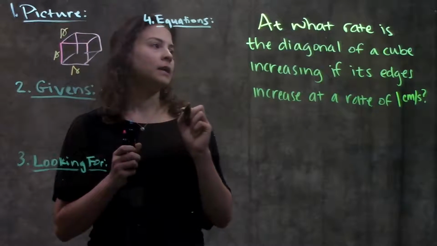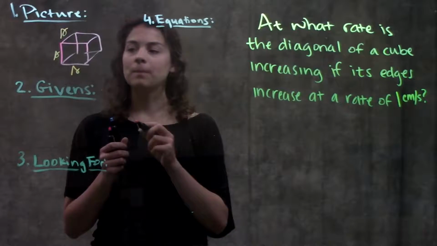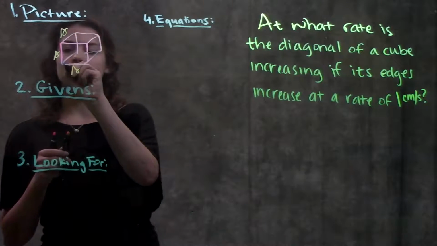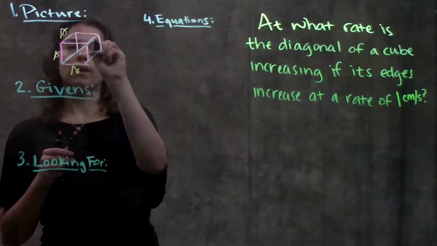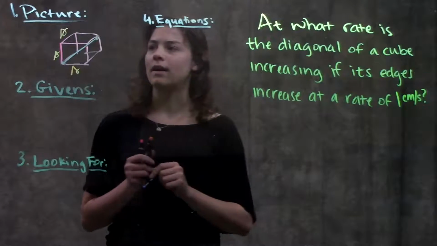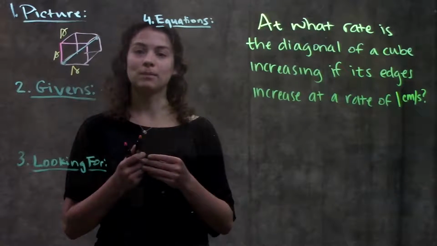Okay, and you're interested in the diagonal of the cube. The diagonal that they're talking about is this inside diagonal here. So if I were to go from this bottom corner down here all the way up to this top corner, they're interested in that diagonal. All right, so I have my picture, have some things labeled. Step 2, just going to write down my givens.